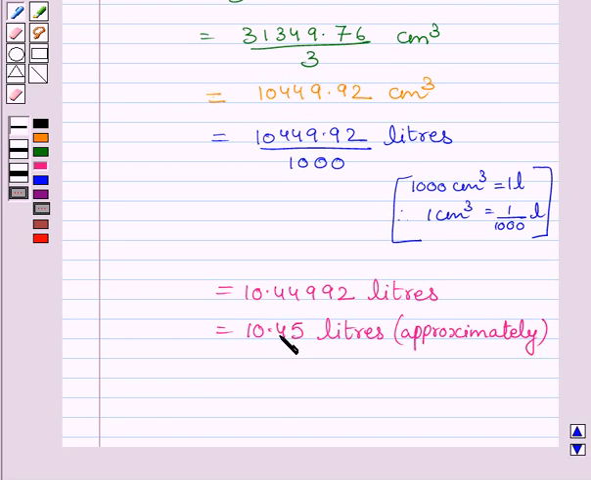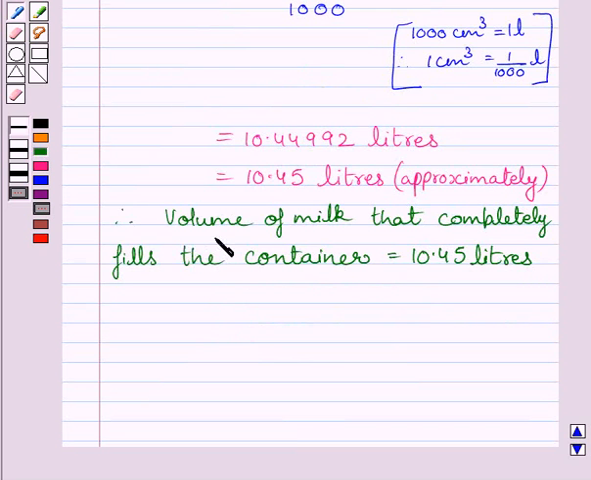Rounding off this value up to two places of decimals, we get this value. Now we get volume of milk that completely fills the container is equal to 10.45 liters. Now we have to find cost of milk that completely fills the container at the rate of rupees 20 per liter.